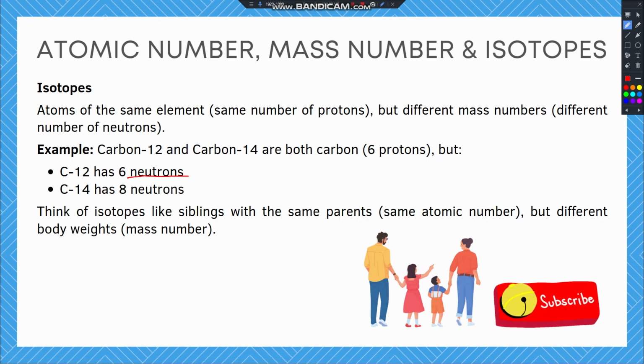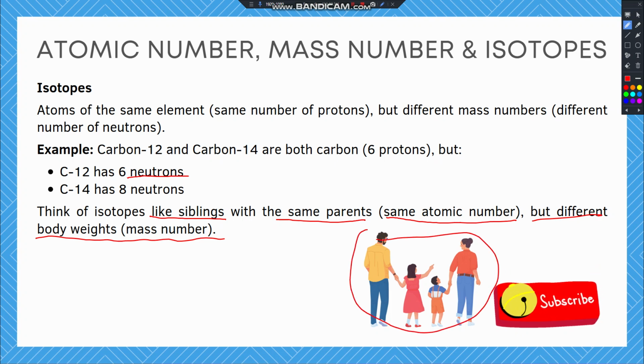Now think of it this way, because I don't want you to be confused. Isotopes are much like siblings, okay? They come from the same source, which is they have the same parents. The same parents here represent the same atomic number, but they have different body weights, different mass numbers. Now you can see the picture of a family that I have here. We have the parents, the dad over here, the mom over here, which make up the source. They act as the atomic number.